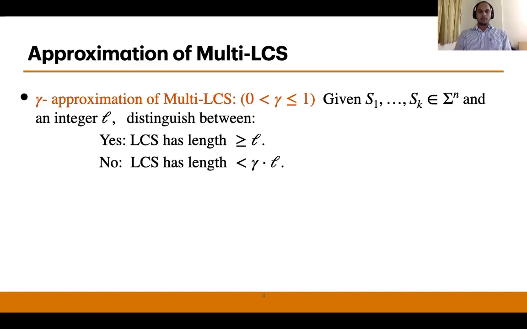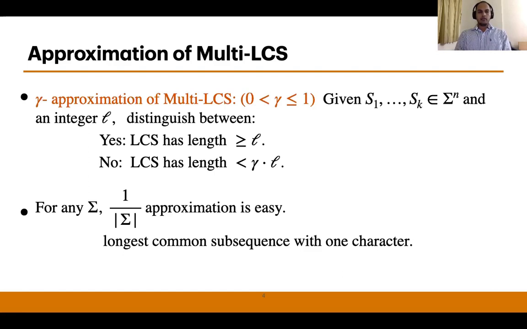A gamma approximation of multi-LCS, where gamma is the approximation factor less than or equal to 1, the decision version is defined as follows. Given S1 to Sk, k strings of length at most n over sigma and an integer L, the problem is to distinguish whether the input is a yes instance or a no instance. The input is a yes instance when LCS has length at least L. The input is a no instance when LCS has length less than gamma times L.